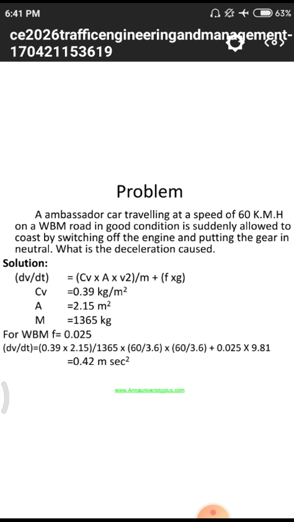You have to understand, when a car is traveling at a particular speed and suddenly switches off, he draws down his engine and gears. What is the change of this deceleration caused?